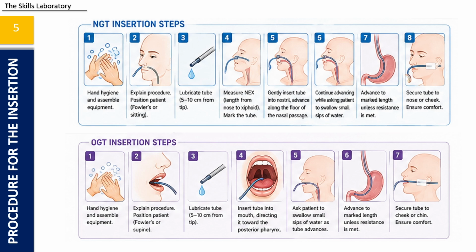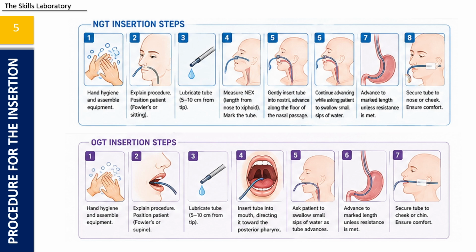Now, if there is obstruction while advancing, you try to look at the mouth of the patient to see if the tube has coiled. It is very important that you also look at the mouth of the patient. You ask the patient to open his or her mouth to check for coiling of the tube. Because sometimes, if there is obstruction, there is really coiling inside the mouth of the patient. So, when there is obstruction, check the mouth.